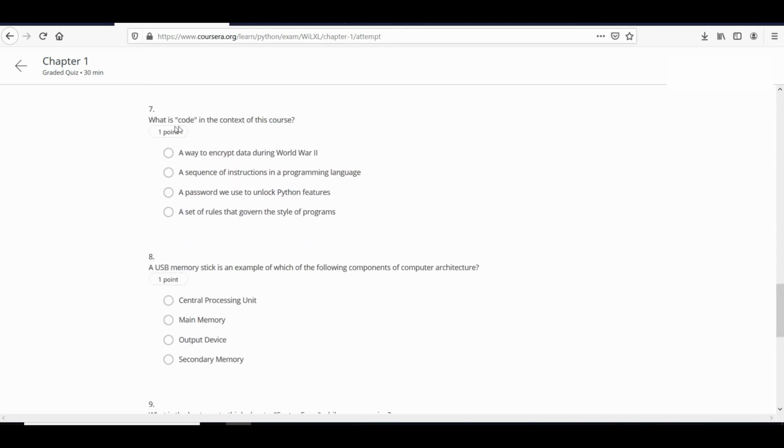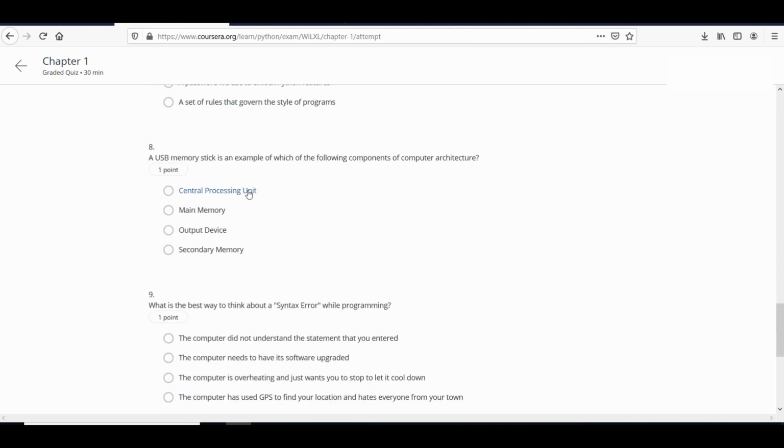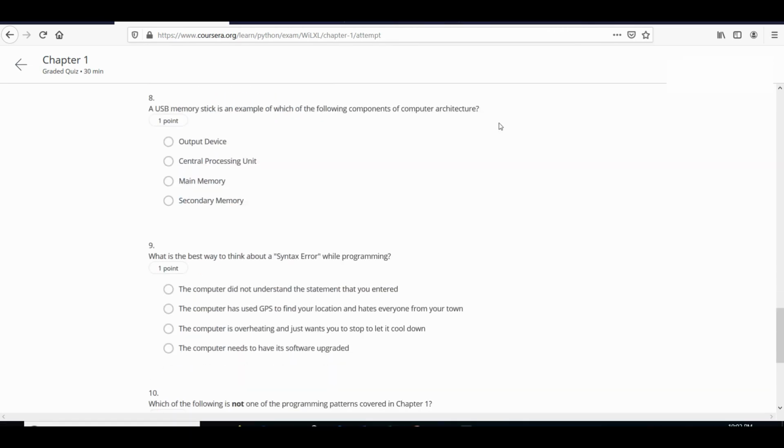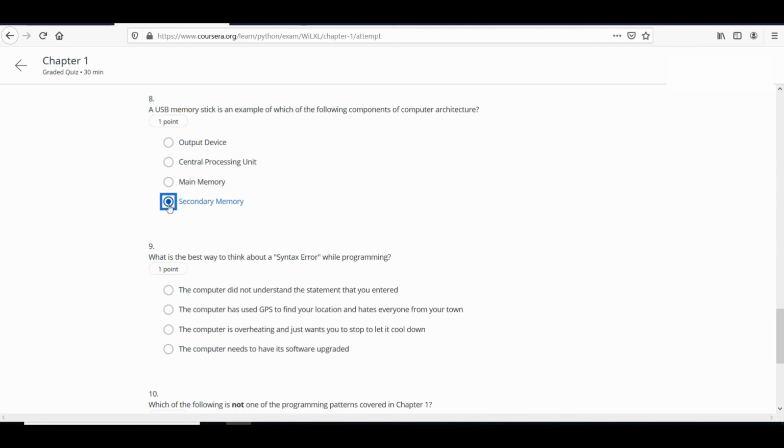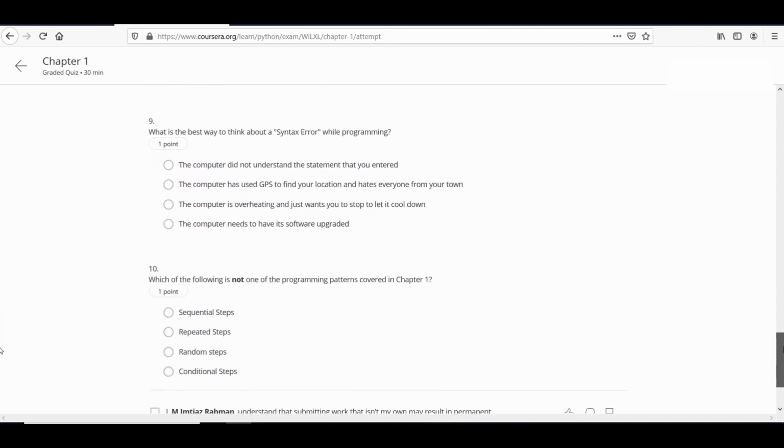Question 7. What is code in the context of this course? Well, it's definitely not a way to encrypt data during World War II. It's a sequence of instructions in a programming language. Okay, moving on to question 8. A USB memory stick is an example of which of the following components of computer architecture? It's secondary memory.